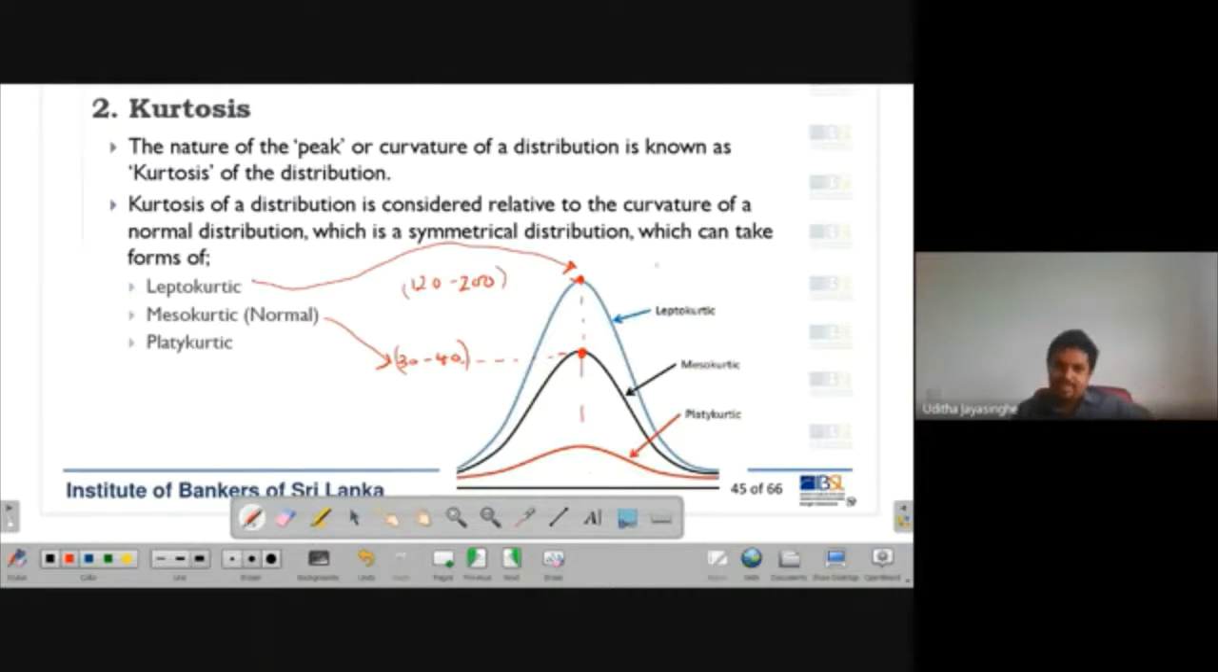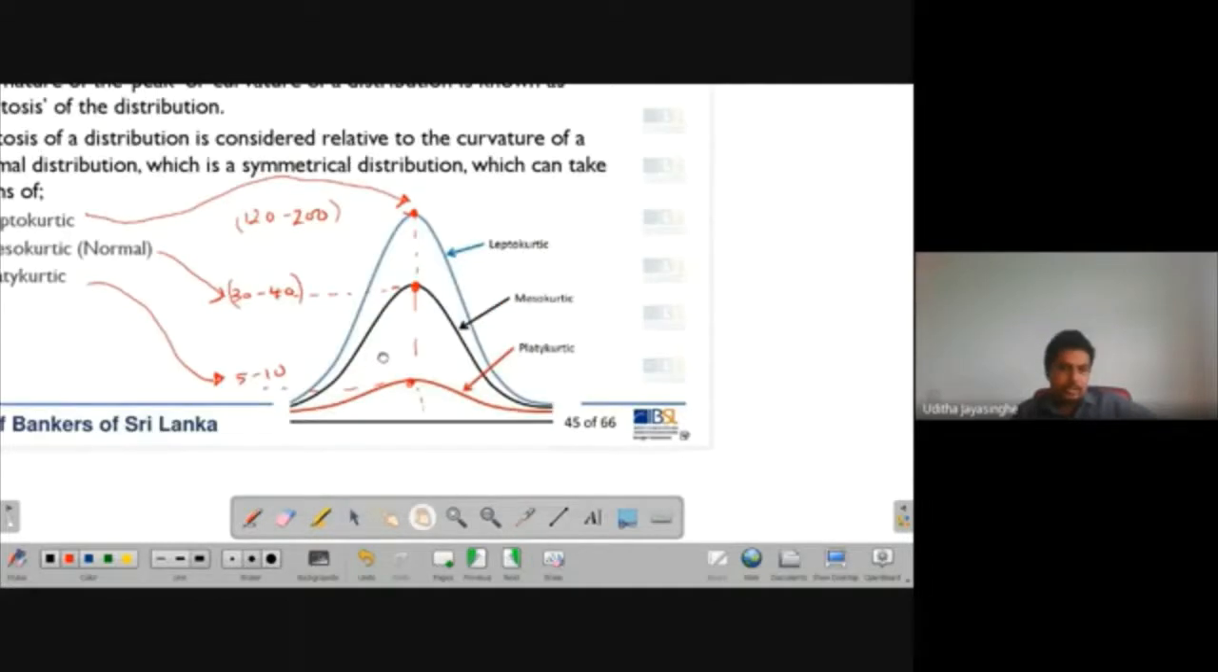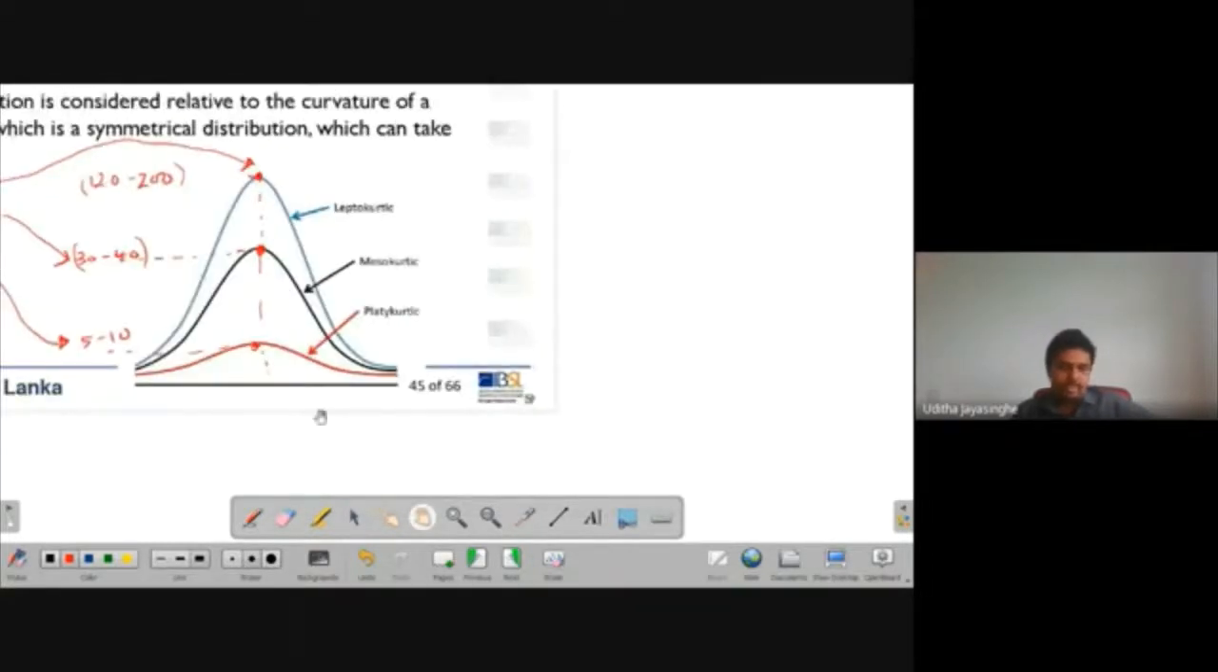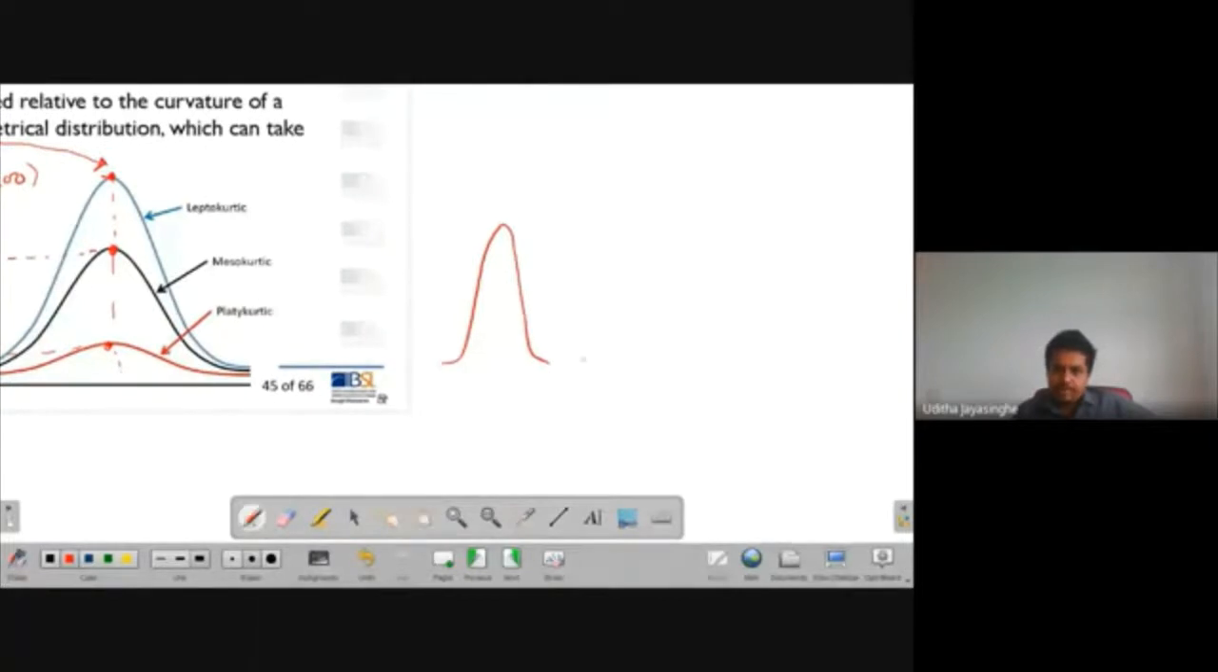On the flip side, if the height is extremely low, something like 5 to 10, we call it a platykurtic curve. How can you derive a conclusion just by looking at the nature? All these are bell-shaped curves, but what kind of decisions can we make if you look at a centralized data set versus a normal data set versus a platykurtic data set?